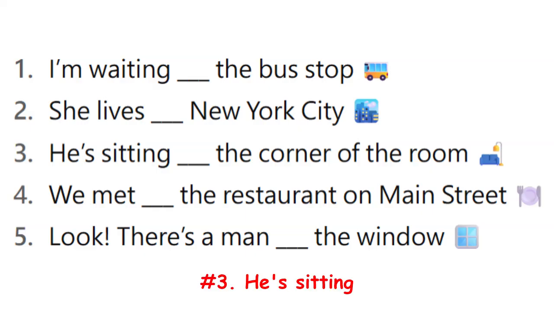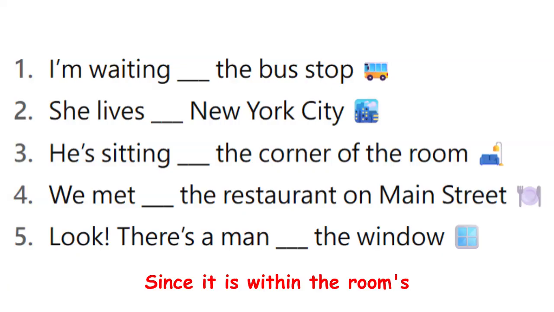Number three, he's sitting blank the corner of the room. This one is "in." The corner is part of the inside space of a room. Since it is within the room's walls, we use "in."